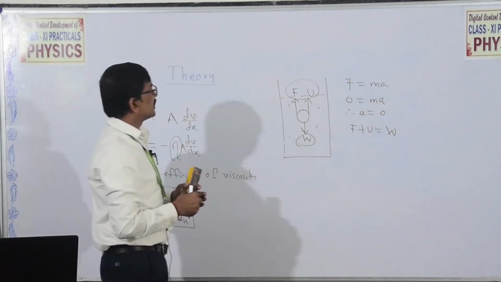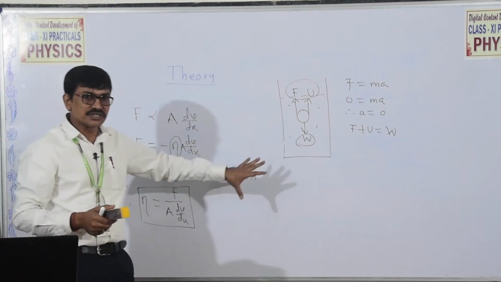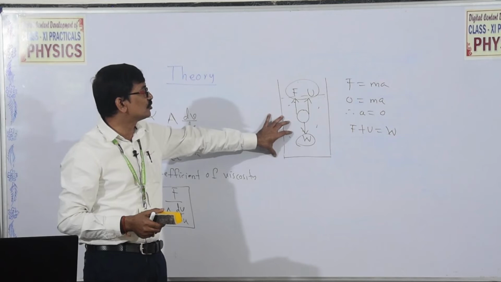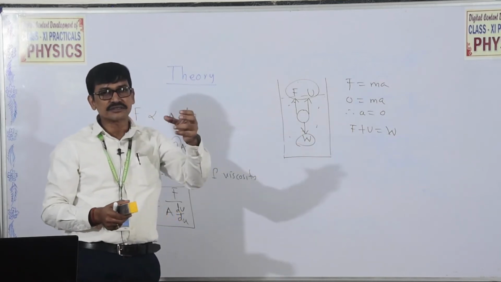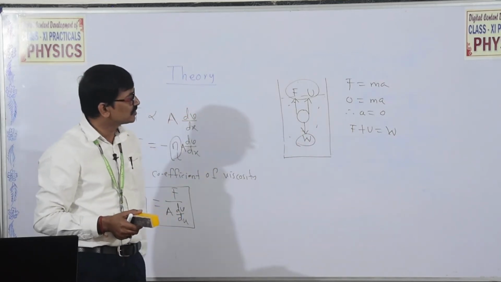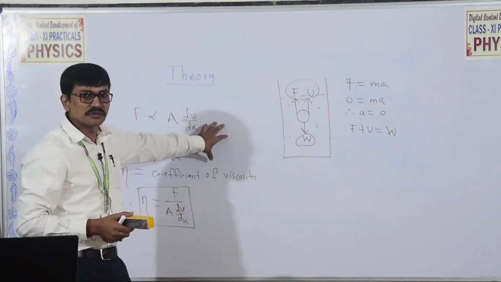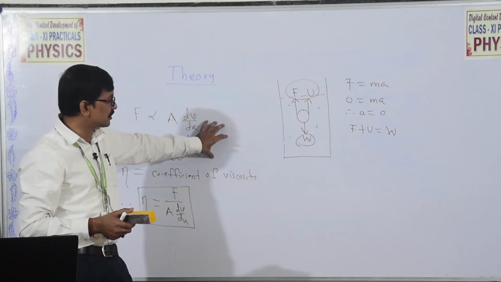While performing this experiment, we have to take some precautions. The liquid you are using in the tube should be transparent, and the balls we are taking, the iron balls, should be completely spherical. These are the precautions you have to take while performing this experiment.